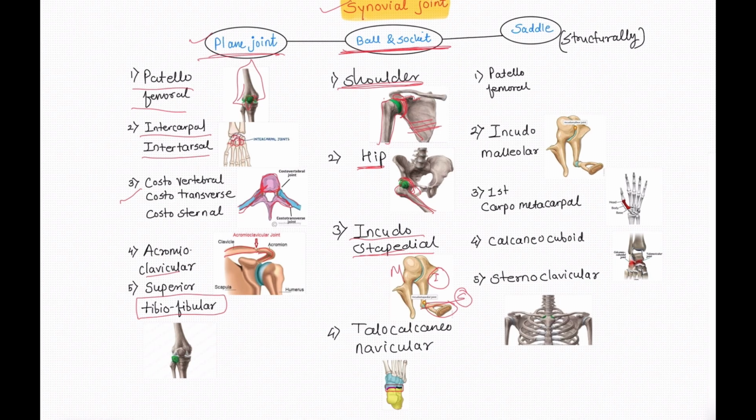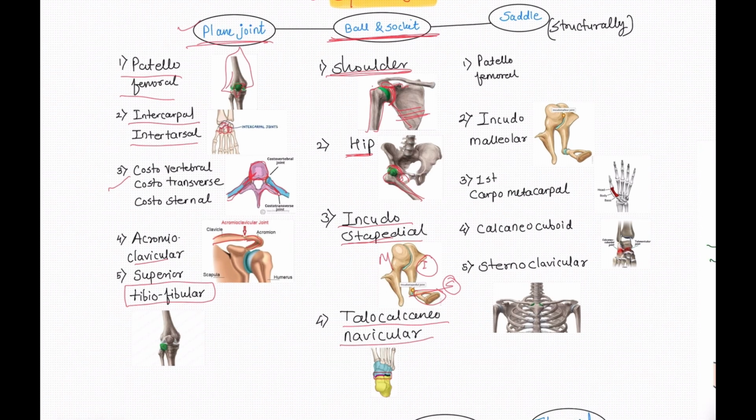Then the other one is the talocalcaneonavicular joint. Remember, it is the joint in between talus, then calcaneum, and then navicular. This is the talus, below the talus there is the calcaneum, and the navicular is in front of the talus. These form ball and socket joints. Then the next one is the saddle joint. The patellofemoral joint functionally comes under plain joint, and structurally it comes under saddle joint.